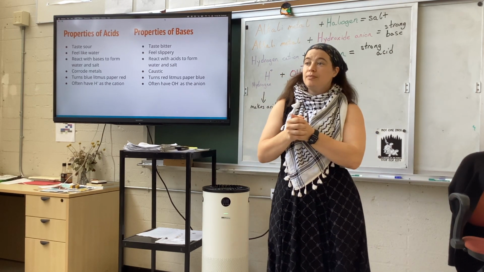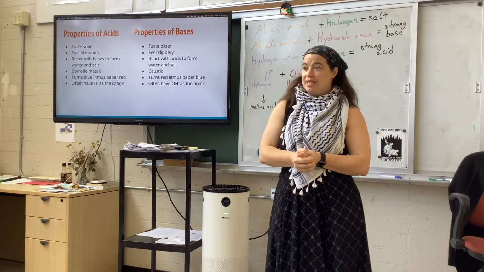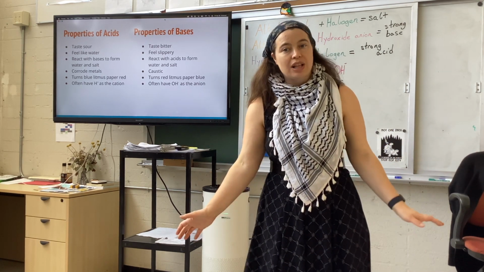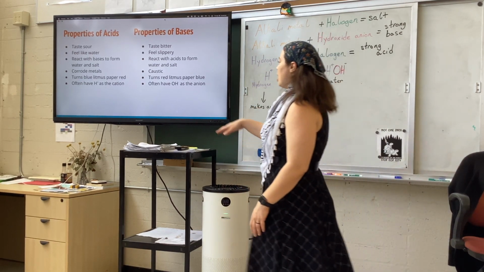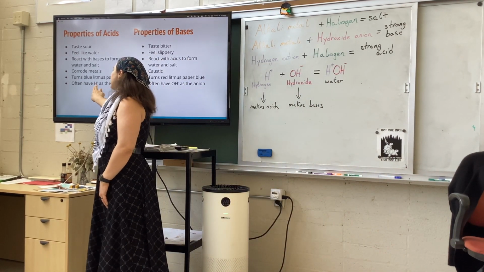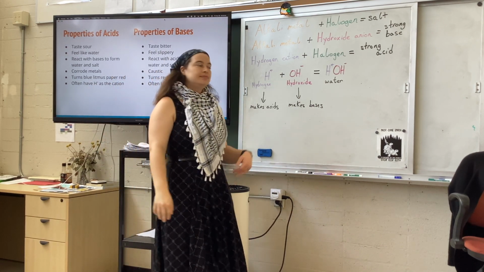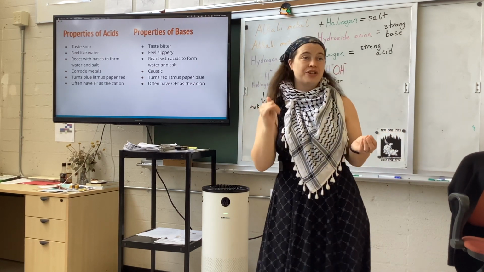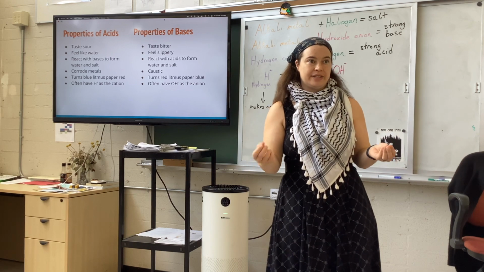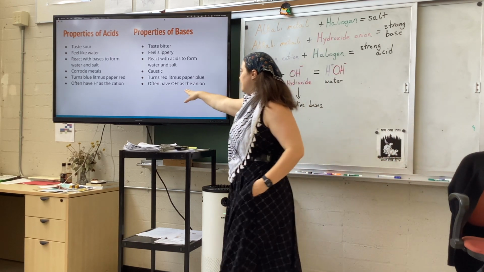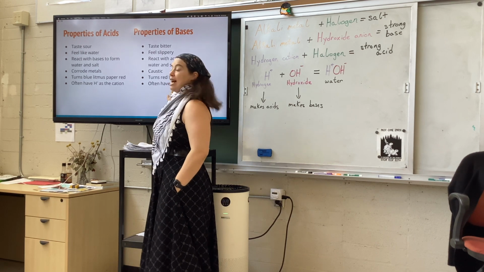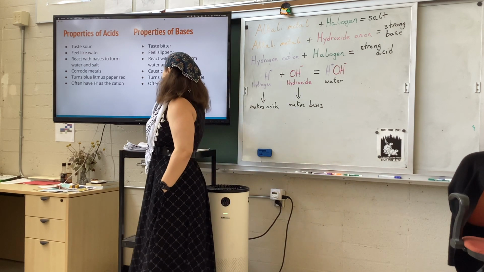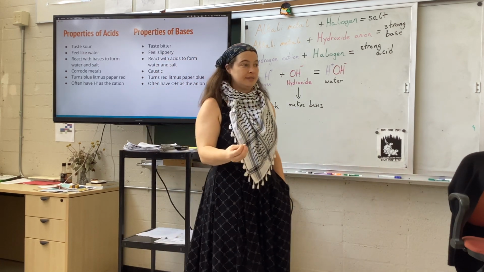Chemically speaking, many acids are going to have hydrogen as their cation. This is not true of all acids, but it is true of many of them. So you'll oftentimes have H+, a hydrogen cation, present in acids. If you have H+ as your cation and a halogen as your anion, that's going to be a strong acid. Bases tend to have OH- as the anion. And remember, if you have an alkali metal as your cation and OH- as your anion, that's going to be a strong base.